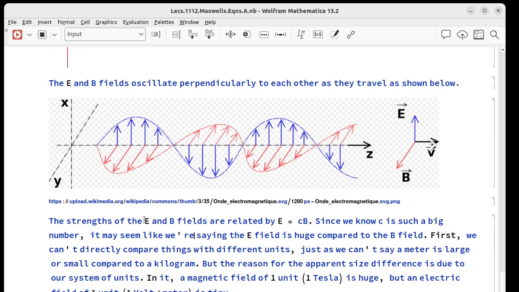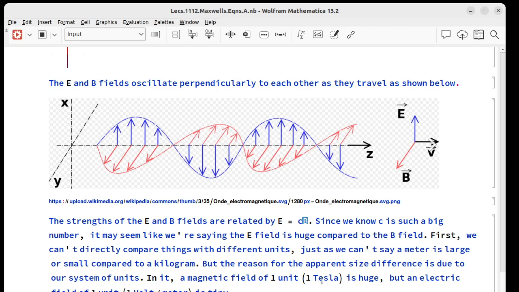Now, the formula that connects the strength of the E and B fields is just E equals speed of light times B. We know the speed of light is a huge number, so it may seem like we're saying the E field is gigantic compared to the B field or vice versa. The thing is, we can't directly compare things with different units, so we can't say a meter is large or small compared to a kilogram. The reason we have this large size difference is because of our system of units.